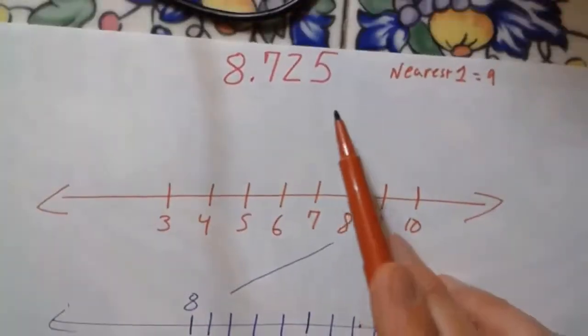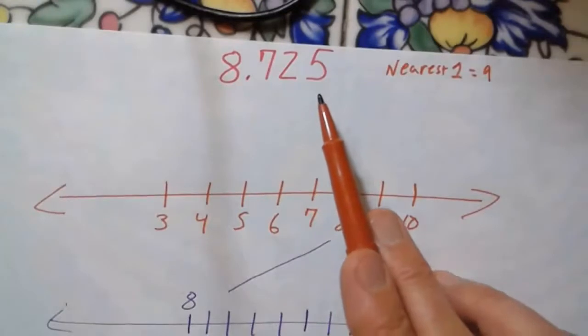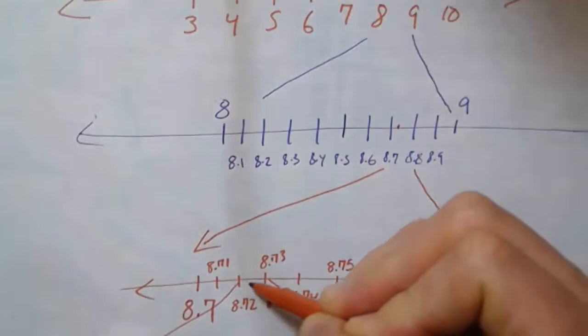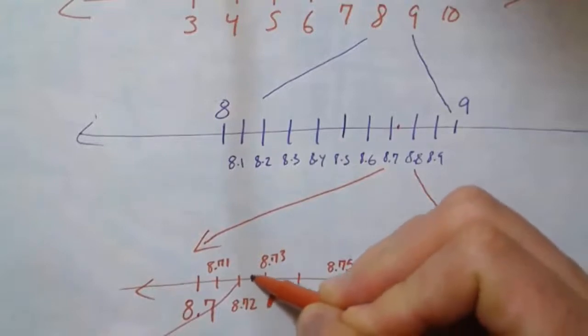So if I look at my number again, 8 and 725 thousandths, that would be about right here.